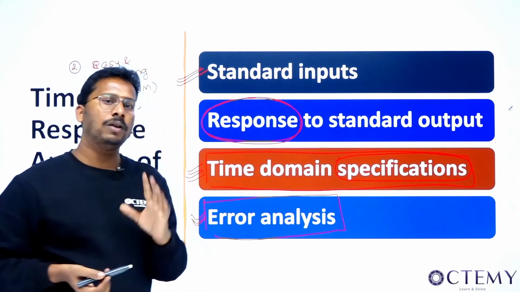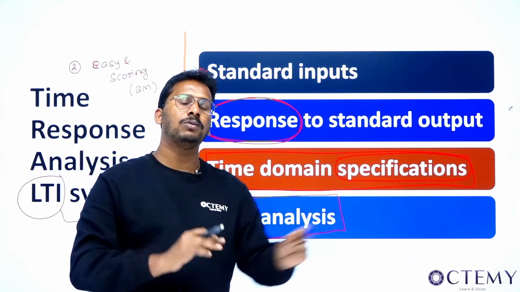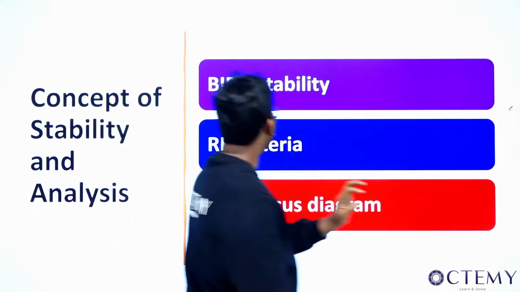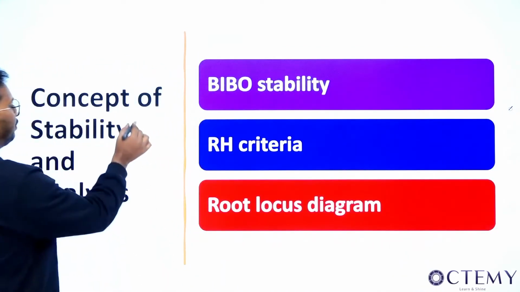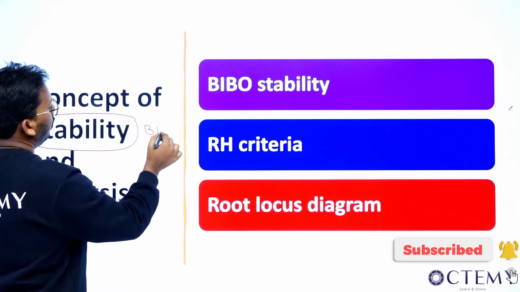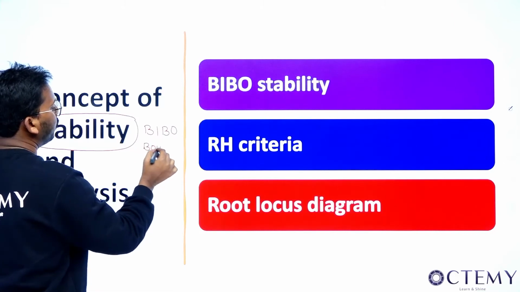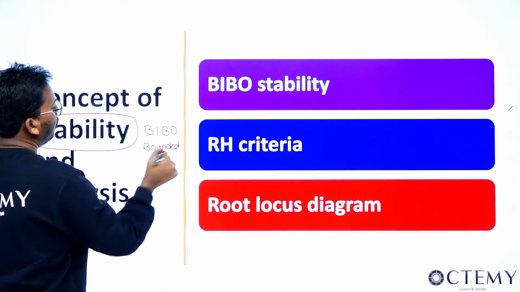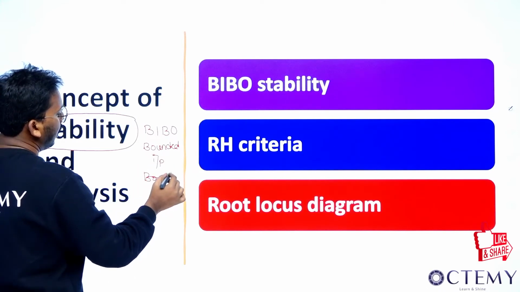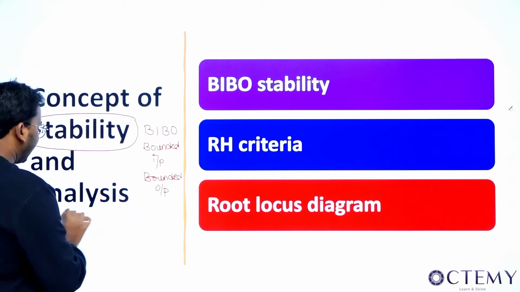So till now what we have done: we had a system, we have given inputs and we have seen outputs. You can compare two systems by giving time domain specifications, right? Now next, if you want to see, that is the concept of stability. What is the concept of stability, sir? BIBO. What is BIBO? Bounded input. If you give bounded input, you should get bounded output. If you give bounded input, you should get what, sir? Bounded output, right? And analysis. So how do you do that?